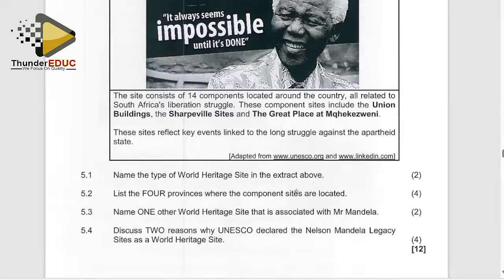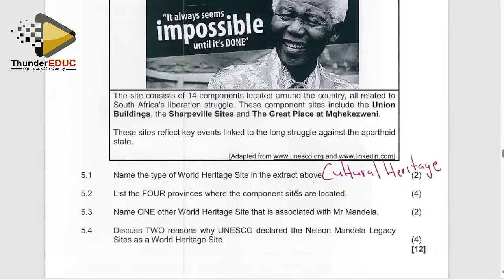So this is a cultural heritage site. Why are we saying cultural? This is basically a cultural heritage site because it is linked to the history of apartheid. So history is associated with cultural. So that is the cultural heritage site.